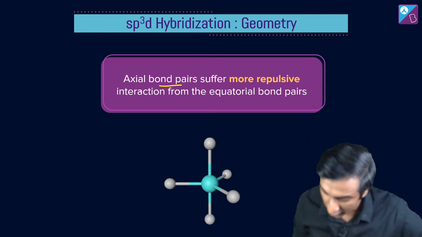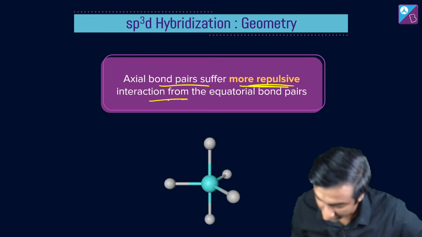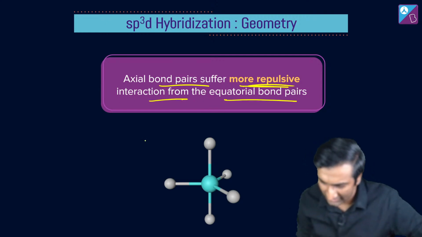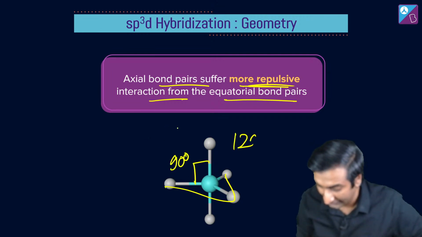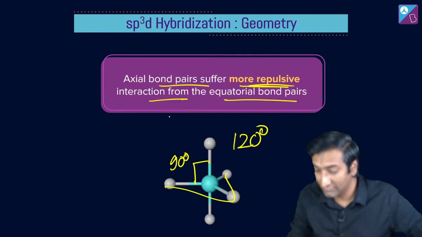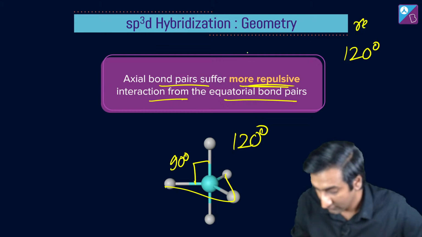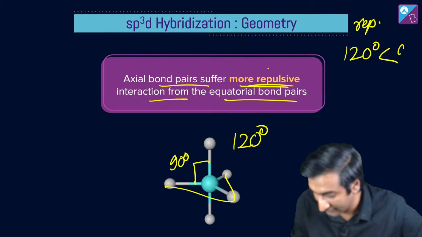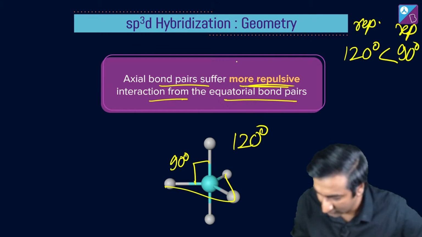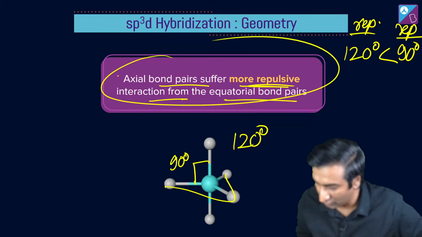Yes, axial bond pairs suffer more repulsive interaction from the equatorial bond pairs. Why? Because, this is straightforward. Look, this is a 90 degree angle, so this is worse than 120 degrees. I told you this right in the starting, and this is from JD Lee: repulsion at 120 degrees is less than repulsion at 90 degrees. That's the same line that's written over here.